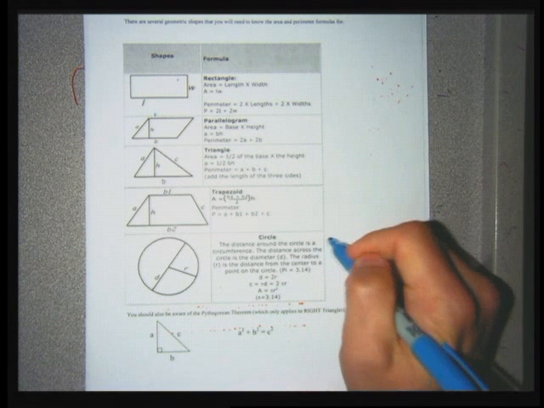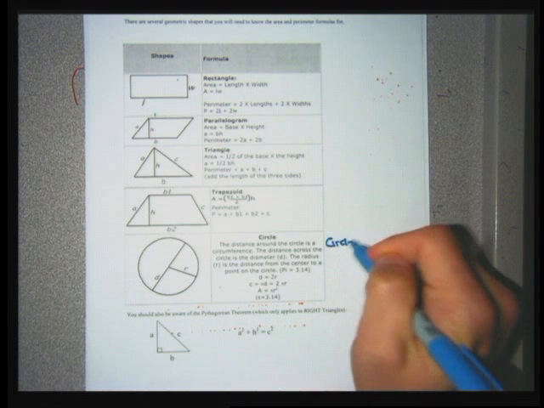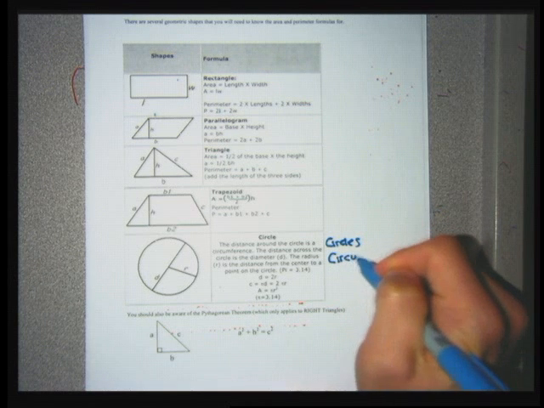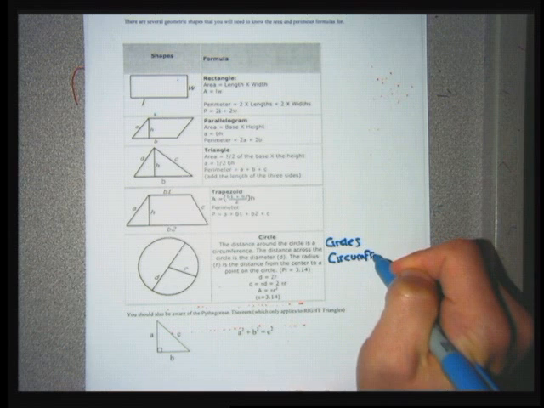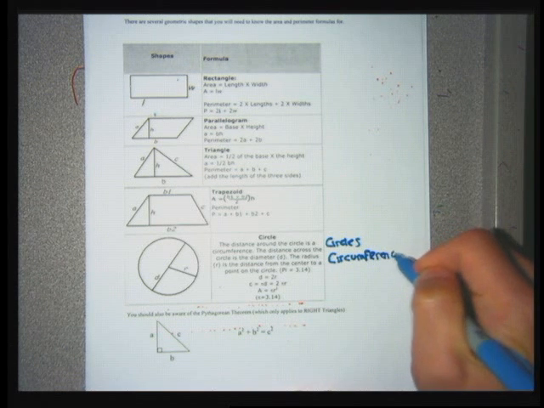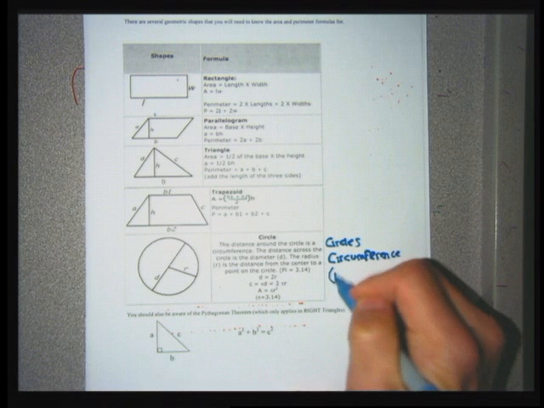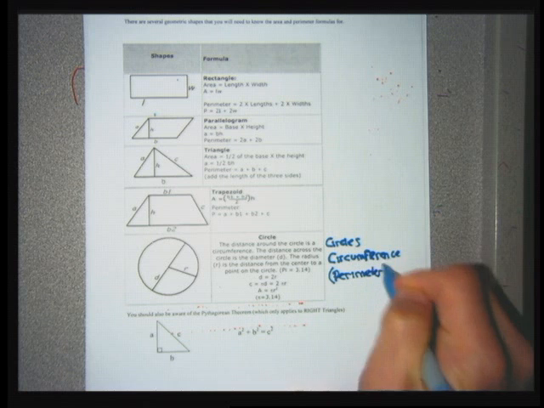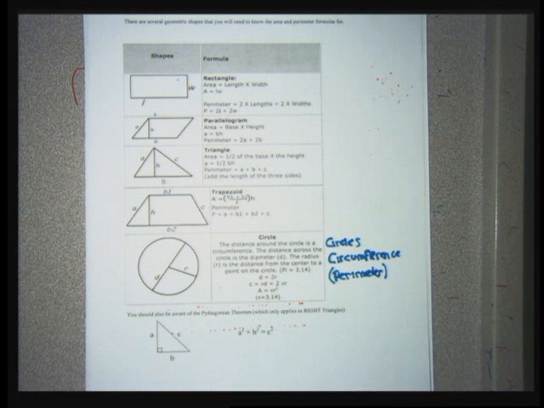For circles, the word perimeter is replaced by circumference. So you'll never see somebody ask you to find the perimeter of a circle. For circles, if they want me to find the perimeter, they'll ask me to find the circumference.